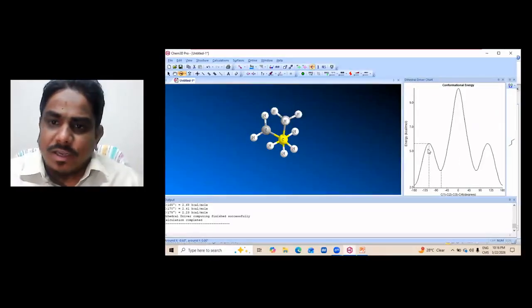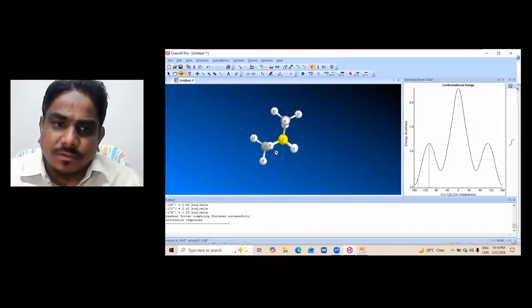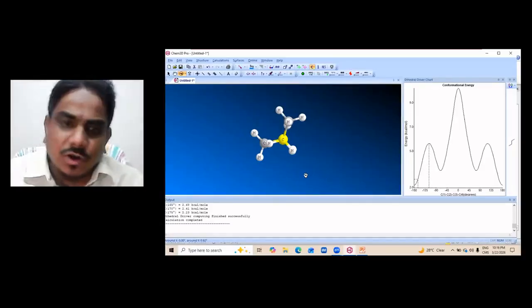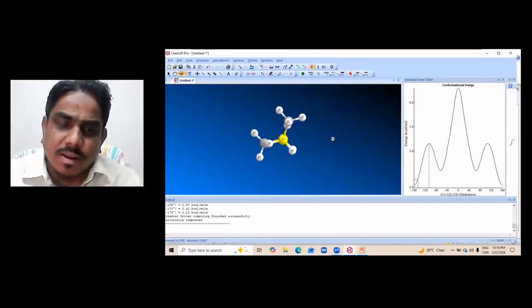So we are rotating the carbon-carbon single bond by about 120 degrees. We observe this hydrogen and these carbons are eclipsing. This methyl and this hydrogen are eclipsing, and this hydrogen and that hydrogen are eclipsing each other. So the energy of that conformation is 3 kilocalories per mole.